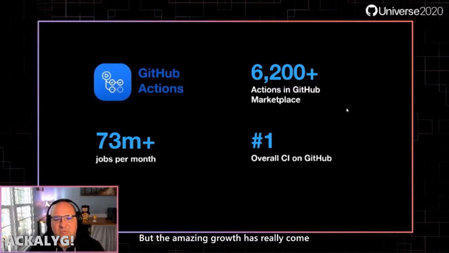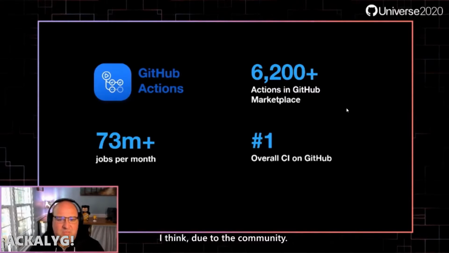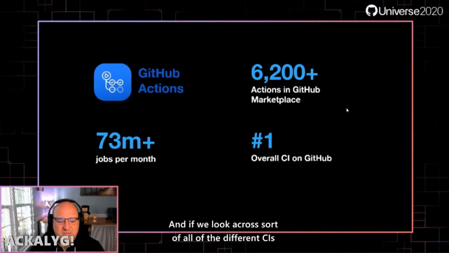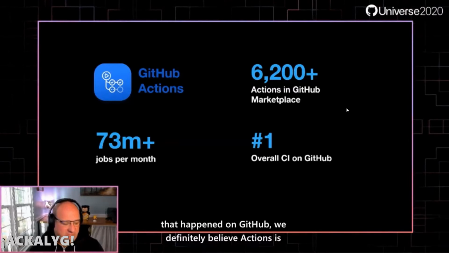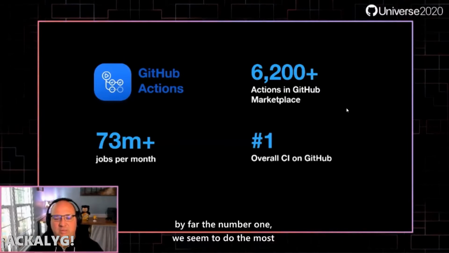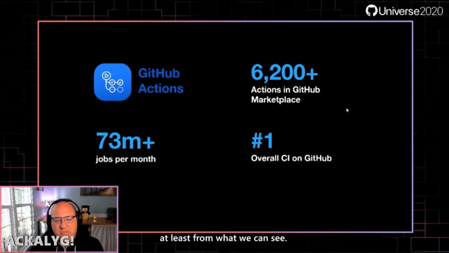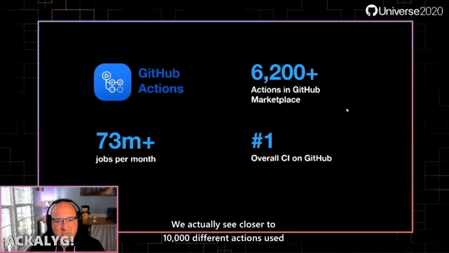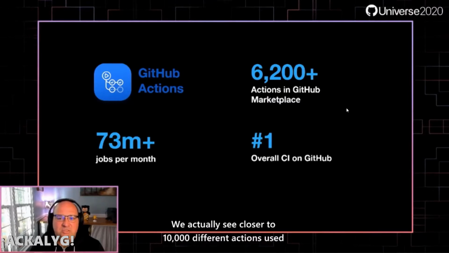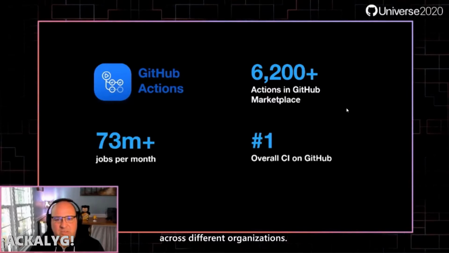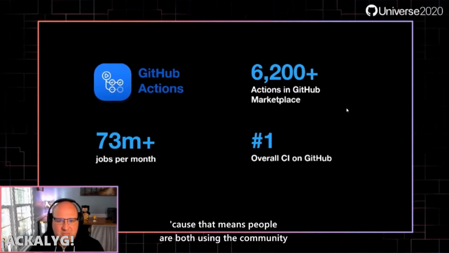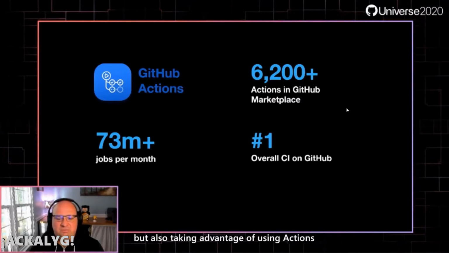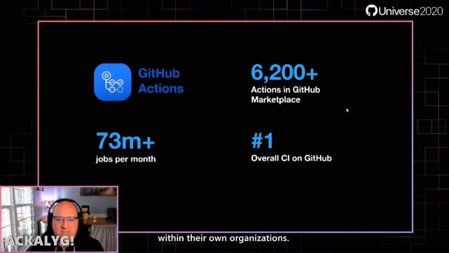But the amazing growth has really come, I think, due to the community. And if we look across all of the different CIs that happen on GitHub, we definitely believe Actions is by far the number one. We seem to do the most, at least from what we can see. We actually see closer to 10,000 different actions used across different organizations. And we think that's pretty incredible because that means people are both using the community, but also taking advantage of using actions within their own organizations.